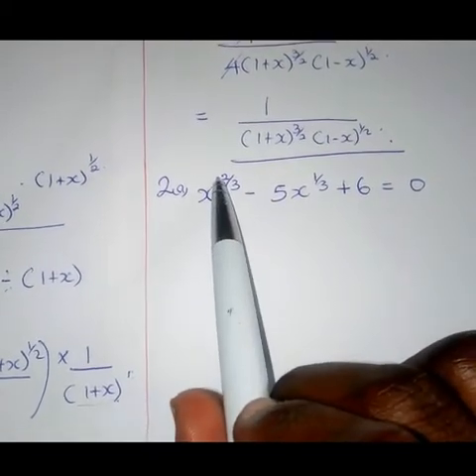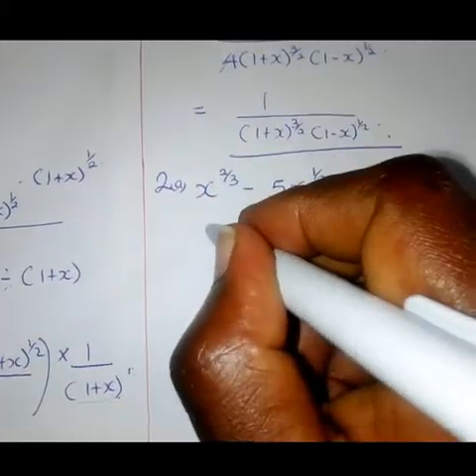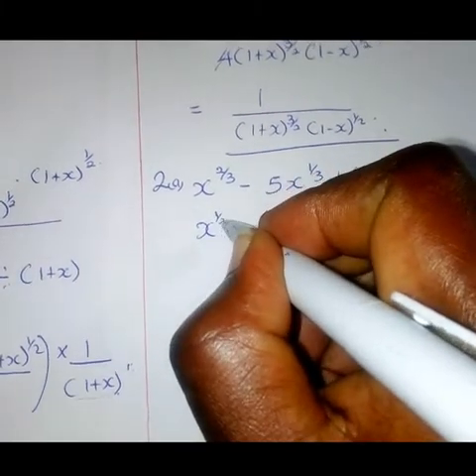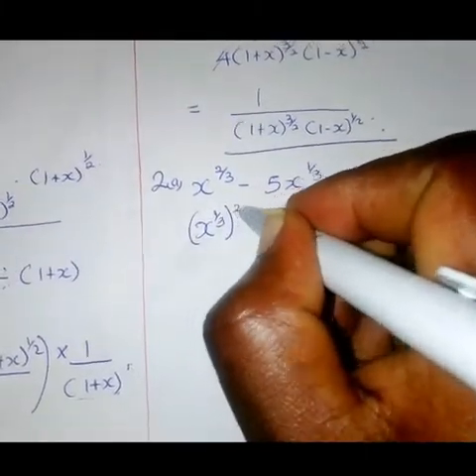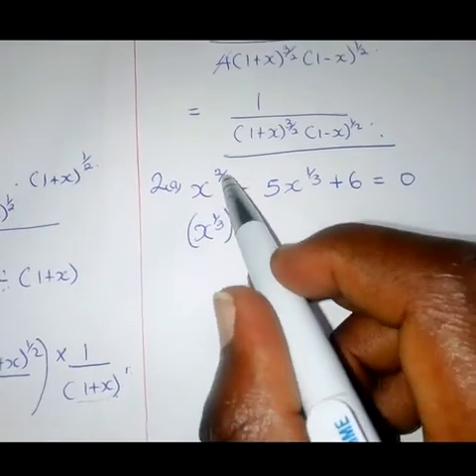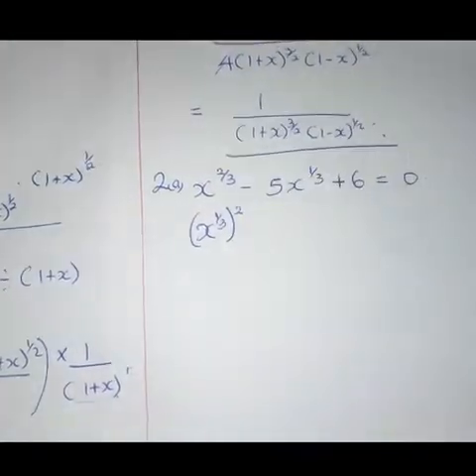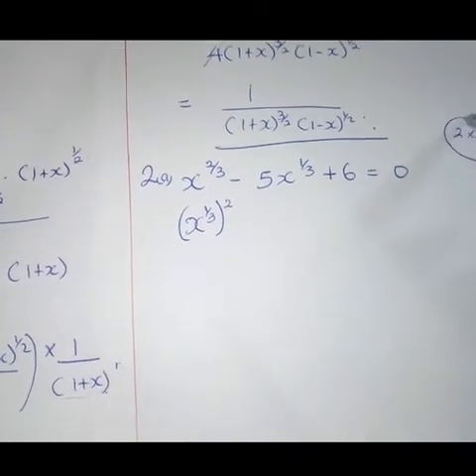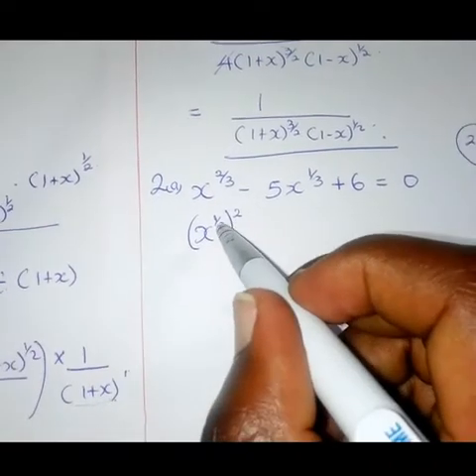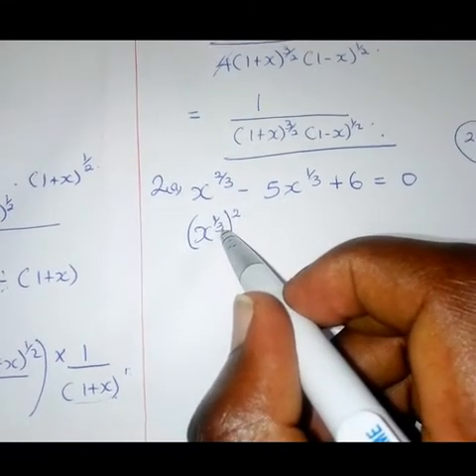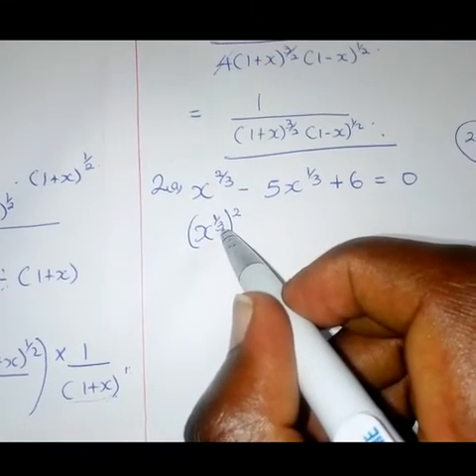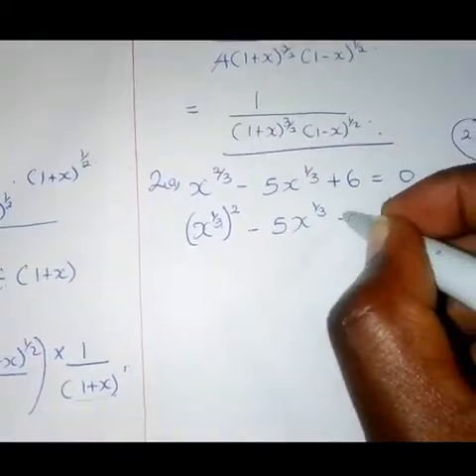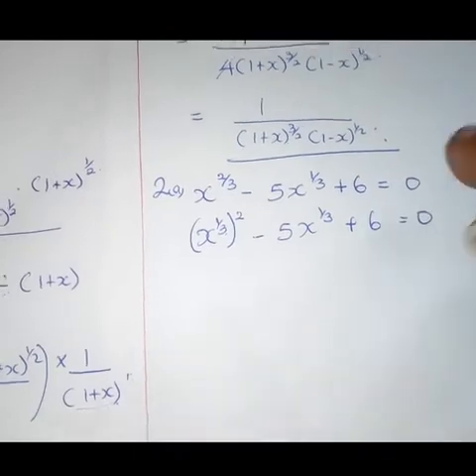And again, on the first one, there is a 2. So there is a way I'm going to write it, and I say that this is the same as x to the power a third, but this is squared, because remember, this 2 out of 3 is the same as 2 times a third. I can split it like that if you remember our laws of indices like we introduced. Minus, this one will stay the way it is, then plus 6, which is equal to 0.